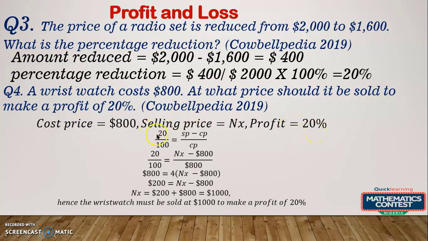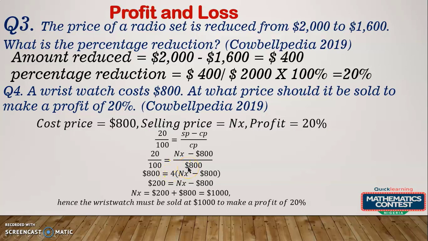So to do that, we'll say the profit of 20%, that is 20 over 100, will be equals to, for us to get profit, selling price minus cost price, always over cost price. The selling price, I don't know it, I call it X. The cost price, $800, divided by $800. So what I'll do, I'll cross multiply. If I cross multiply, what I'm gonna have is this $800.